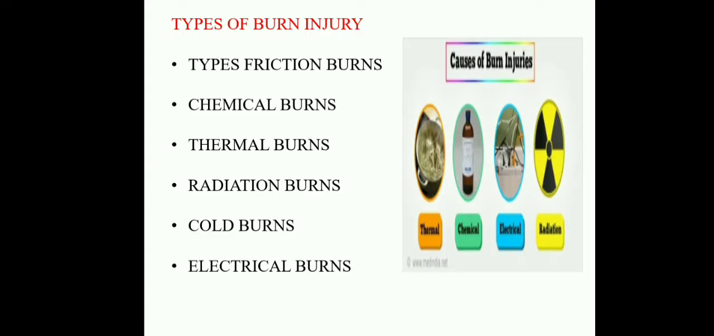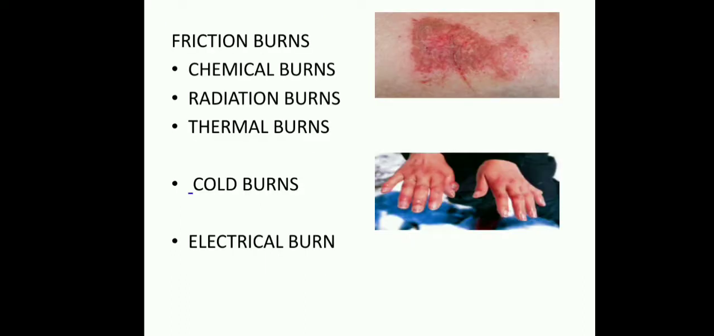Coming to the types of burn injuries: friction burns, chemical burns, thermal burns, radiation burns, cold burns, electrical burns. Friction burns occur because of pressure and friction. Look at this first picture, friction burns. Chemical burns, for example acids. Then radiation burns, from radiation and lasers used for therapeutic purposes, which are also a cause of burns. And thermal burns and cold burns.